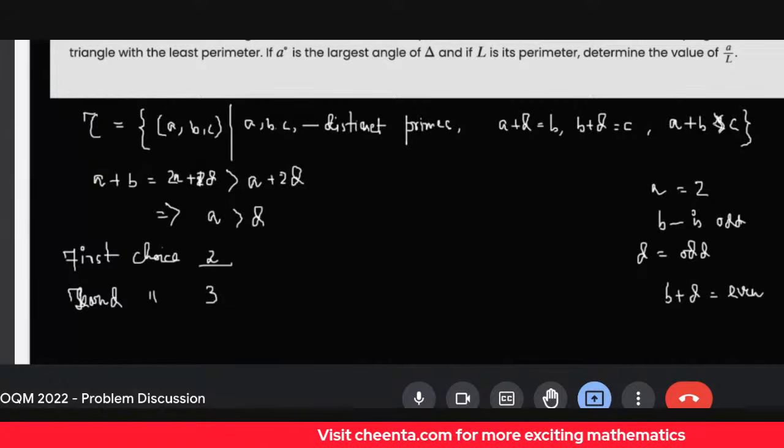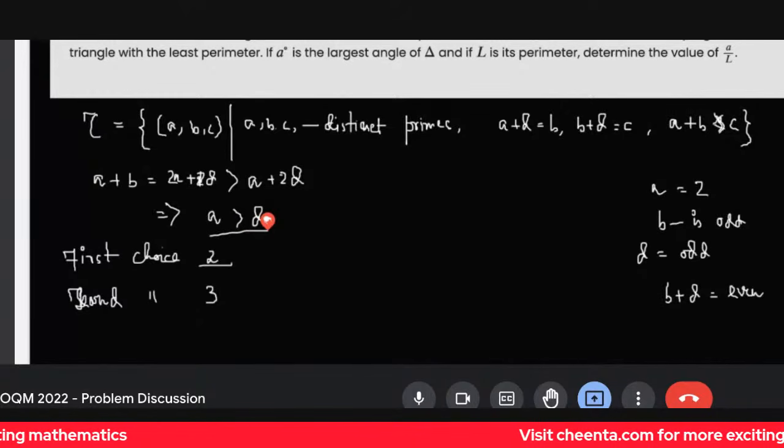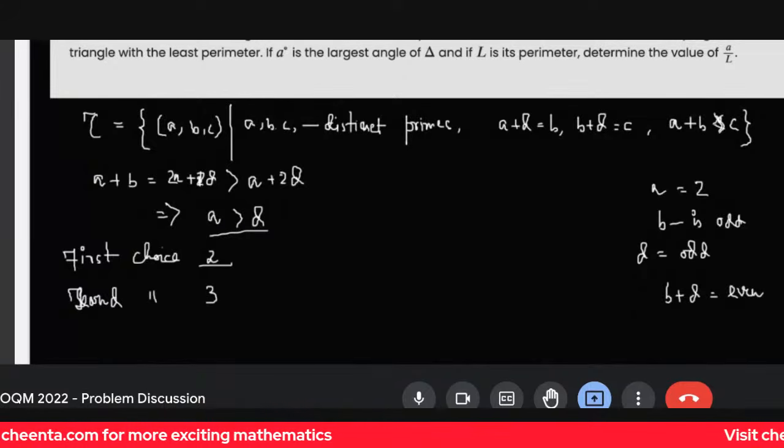That means those are all odd numbers. So my common difference has to be an even number. And from this condition, we have what? The common difference has to be less than 3. So, what is the possible case? Only the possible case for D is equal to 2.